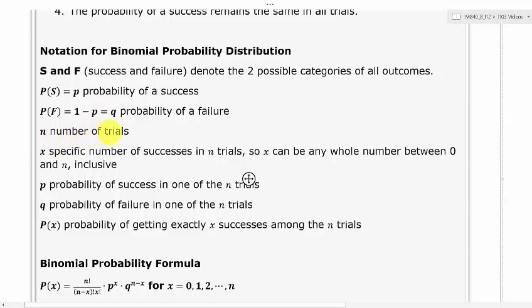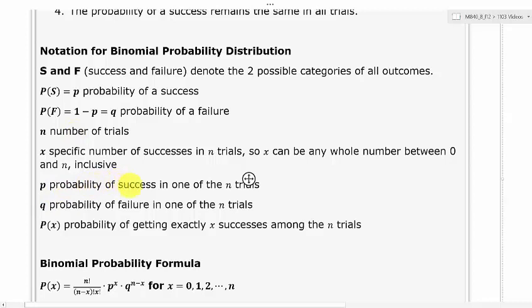N will be the number of trials total. X is a specific number of successes in n trials, so X can be any whole number between 0 and n inclusive. It can be 0 and it can also be n. So you're going to find the probability that X is equal to some number, or less than some number, or greater than some number. N is how many times in total you're going to do the experiment.